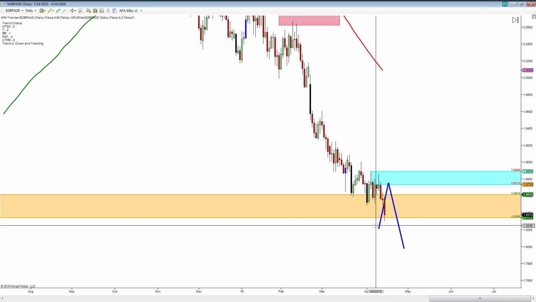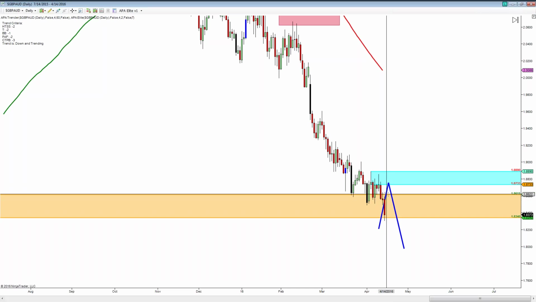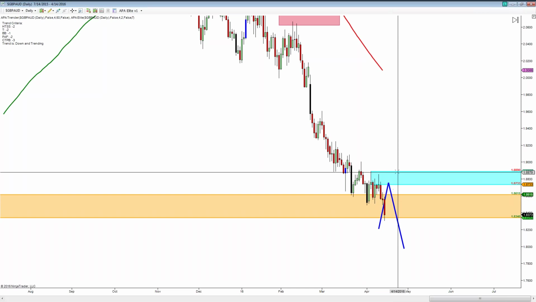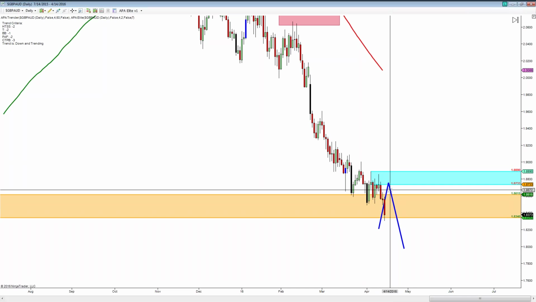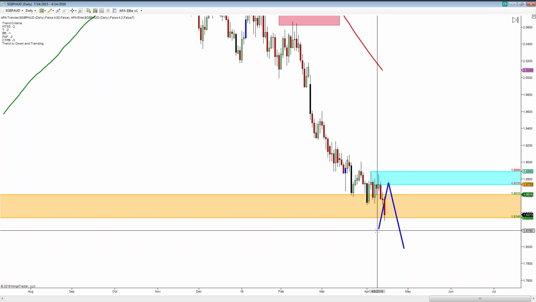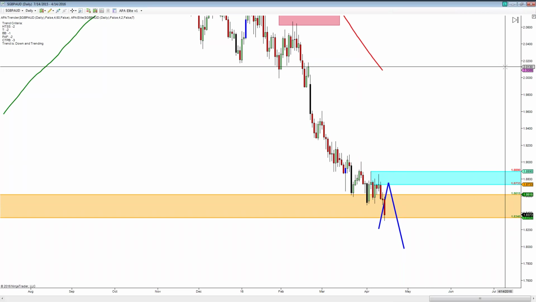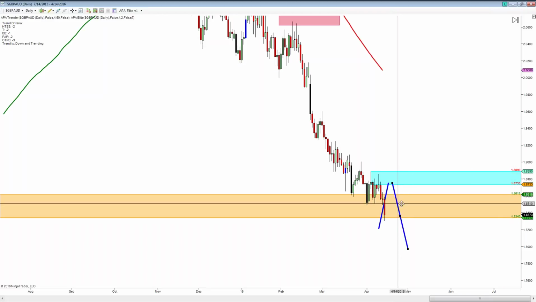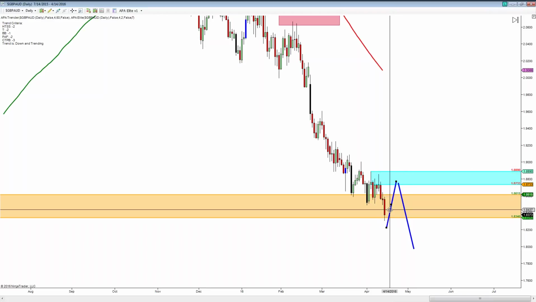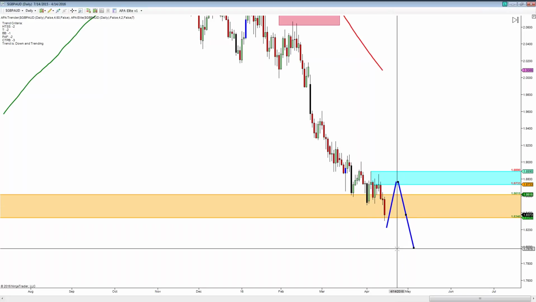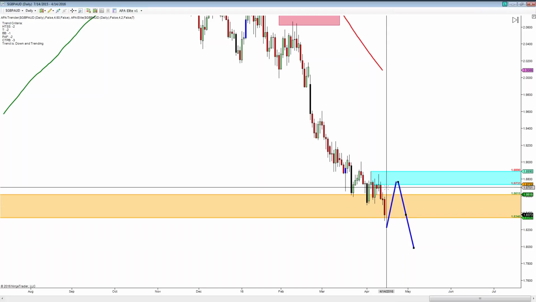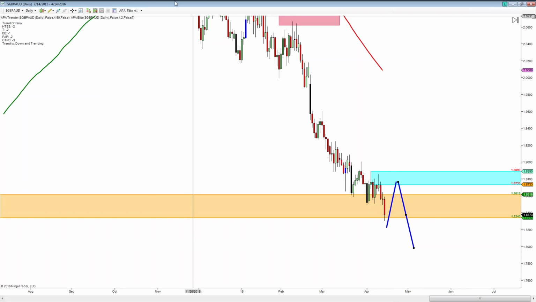And we've come down and made a new low here, and now I'm looking for price to kind of reconfirm this area, and then push down even lower. So that's how I see things coming about here. I need to see price confirm this level to the upside and then go even lower. So do I know that this is the lowest point?